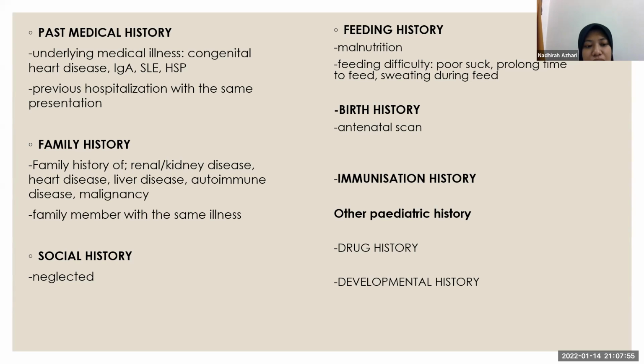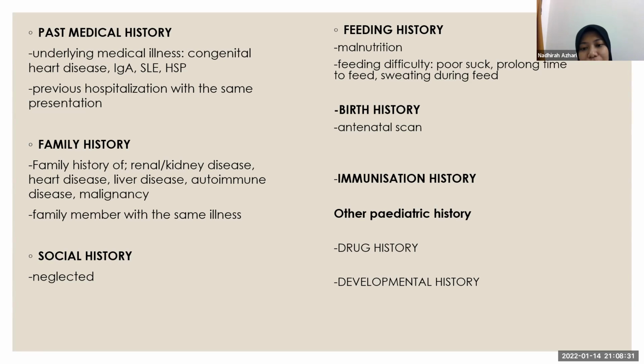And then we need to ask regarding the feeding history. So we want to know whether the child might be malnourished, and then if there are any symptoms of feeding difficulty in case of heart failure in child. So the baby might have poor suckling, prolonged time to feed, and also sweating during the feeding. And then we need to also ask regarding the birth history, especially history of antenatal scan. So is there any abnormality such as renal agenesis?